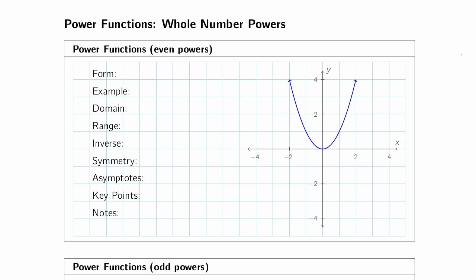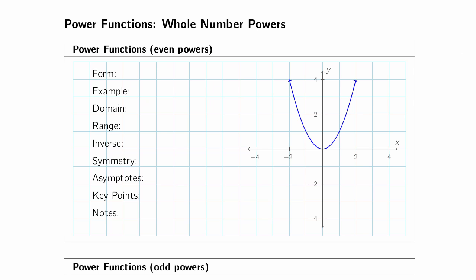Next, we're going to discuss the properties of power functions, starting with the whole number powers. Now, we've already talked about the properties of the power functions, but now knowing what we do about the transformations of graphs, we can state these properties in a much simpler, much easier to remember way. We'll talk about the even powers first and the odd powers second.